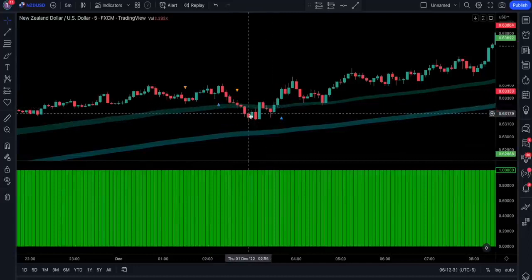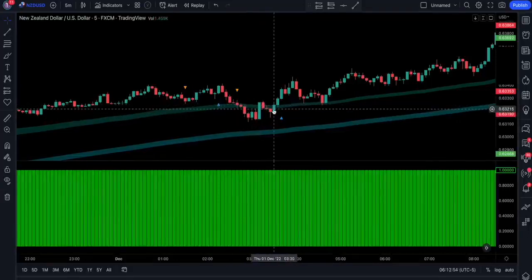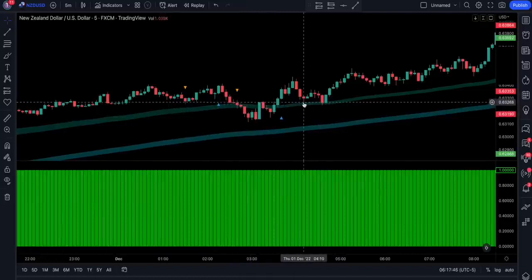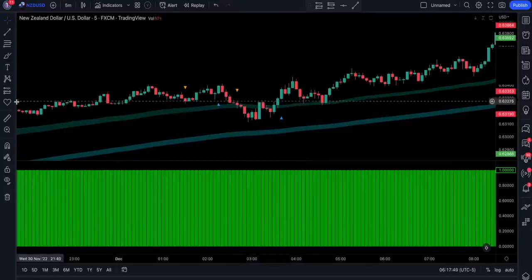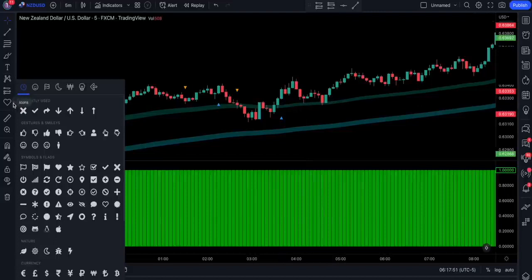Also, for a valid pullback, the price action must be closed either inside the green cloud or below it, yet it must not exceed the second cloud. By the way, if the candlestick is only touching the cloud with its wick, the pullback cannot be considered as valid.